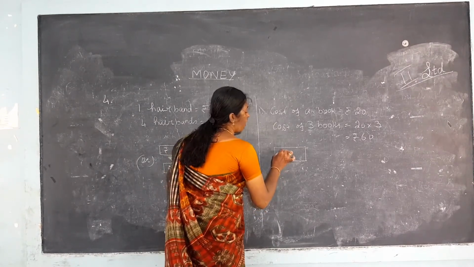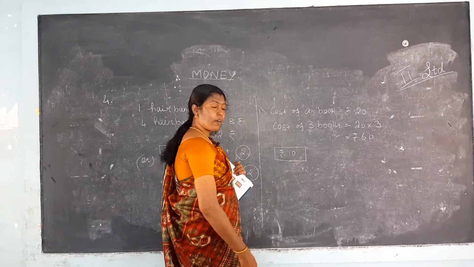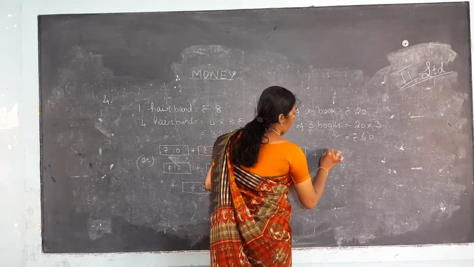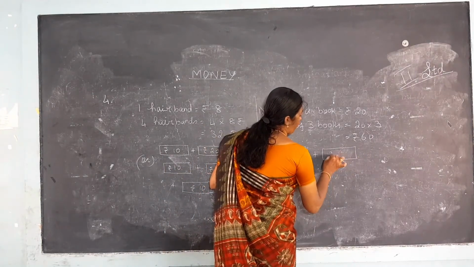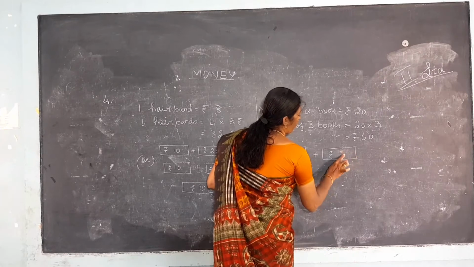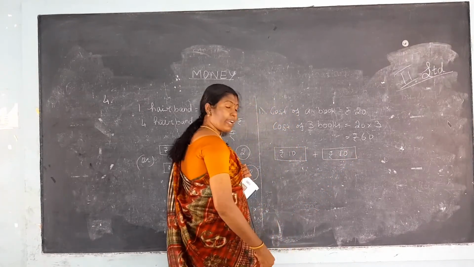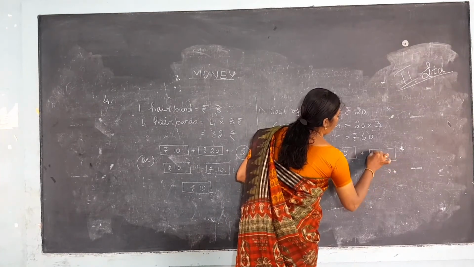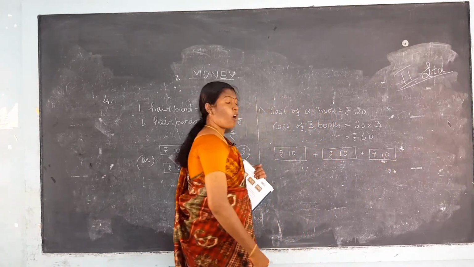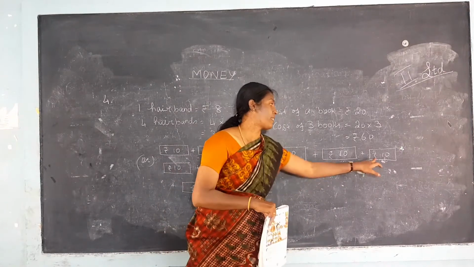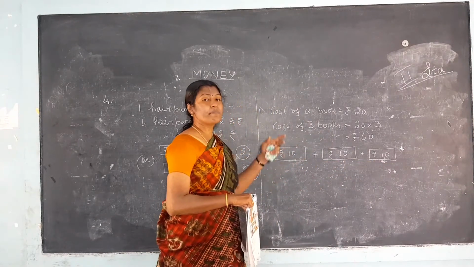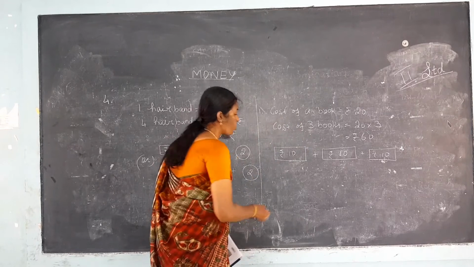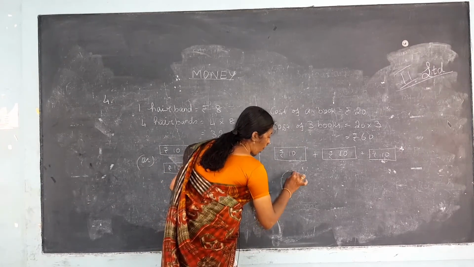Just you take a 10 rupee note. Next you take a 10 rupee note. Next again you take a 10 rupee note. Total how much? 10 plus 10 plus 10, 30. Remaining we want 30 rupees, so we can take it as coins itself.